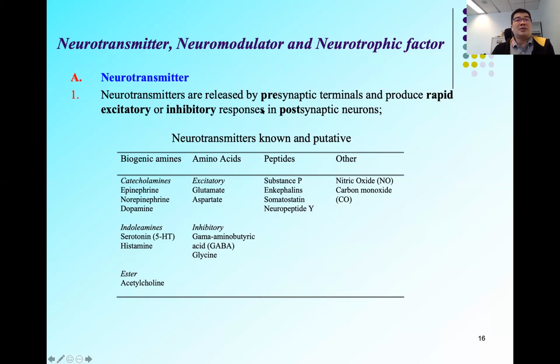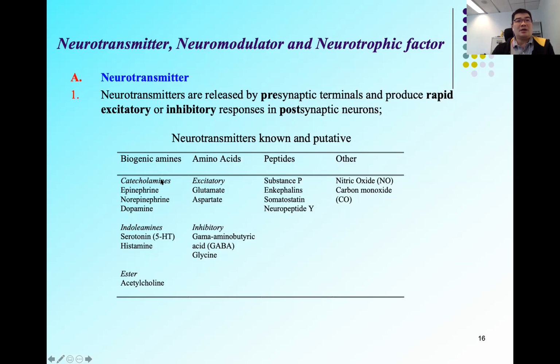Neurotransmitters are the ones that are released from the presynaptic terminals and produce a rapid excitatory or inhibitory response in the postsynaptic neurons. So you can see that both excitatory and inhibitory are possible. Now there are known neurotransmitters, and another group, the putative neurotransmitters.